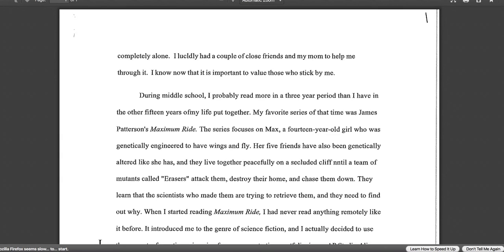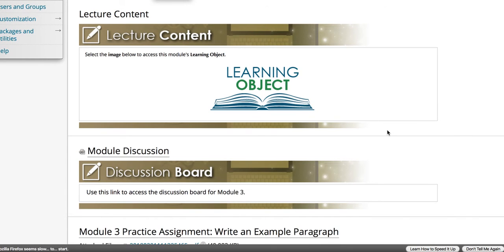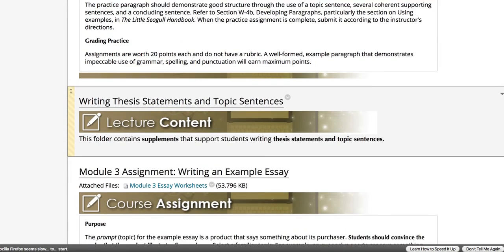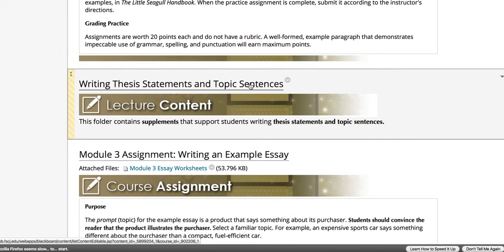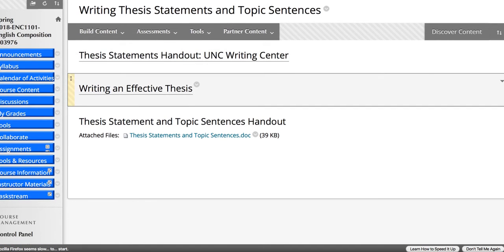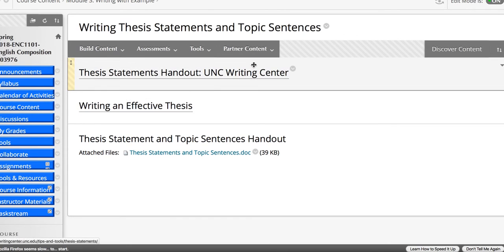And so the other thing we have in this module that I placed there, as you scroll past the model paragraph, is added lecture content on writing thesis statements and topic sentences. This is just supplemental material that you may or may not want to access, depending on how strong your grasp is of these concepts.